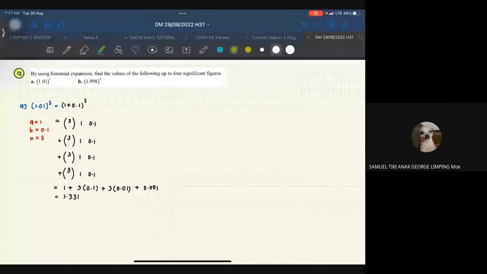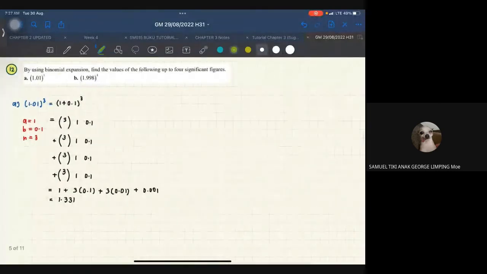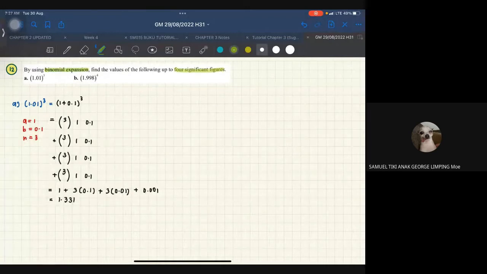Okay, so sekejap saya highlightkan dulu soalan. So dia kata by using binomial expansion, find the values of the following up to 4 significant figures. Okay, so your final answer, it should be just 4 significant figures sahaja. It cannot be more or less than 4 significant figures. Okay, so itu kita kena take note lah dalam kepala kita untuk jawapan akhir nanti.